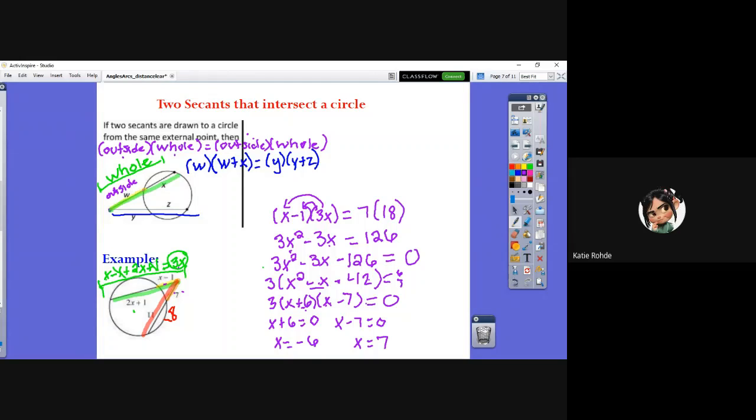This is where the geometry comes in. We can't have negative distances in geometry. A segment can't be -6. So that one goes away, and our answer is x equals 7. So that is when we bring our good old algebra skills back into geometry. All maths go together. This will be very important for all of you going to Algebra 2 or FADA next year. You will be doing a lot of factoring. One of my favorite things to do. So that was that one.